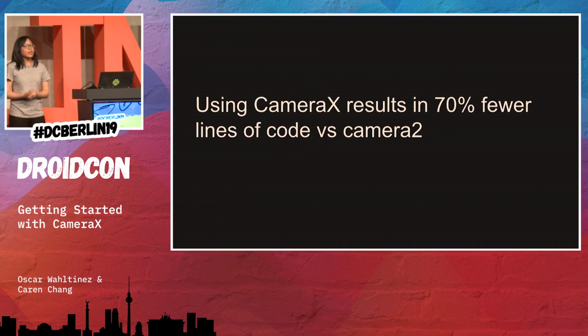The cool thing about the CameraX library is that we found that for developers who are using it, it results in using 70% fewer lines of code versus Camera 2. So Camera 2 is great, but CameraX is even cooler because you can reduce your lines of code by 70%.